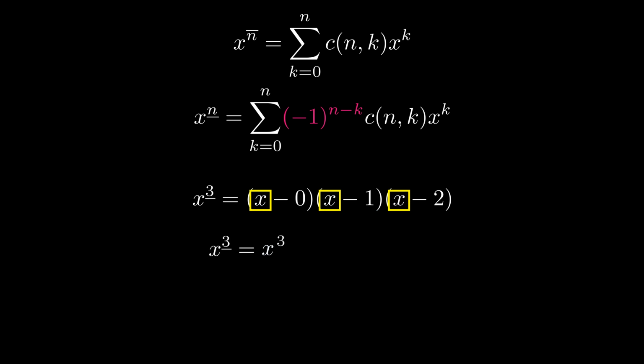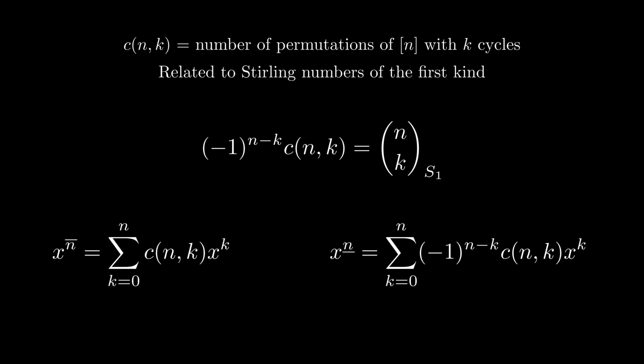When we distribute, we choose 1 term from each binomial, multiply them together, then sum up all of the possibilities. The only difference with the rising factorial is that whenever we don't select an x, we select a negative factor, which flips the sign. So now we know that Stirling numbers of the first kind, which count permutations with a certain number of cycles, form the coefficients when we write falling and rising factorials as polynomials.